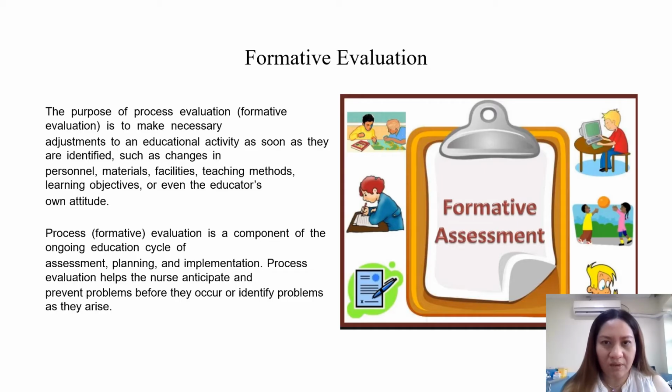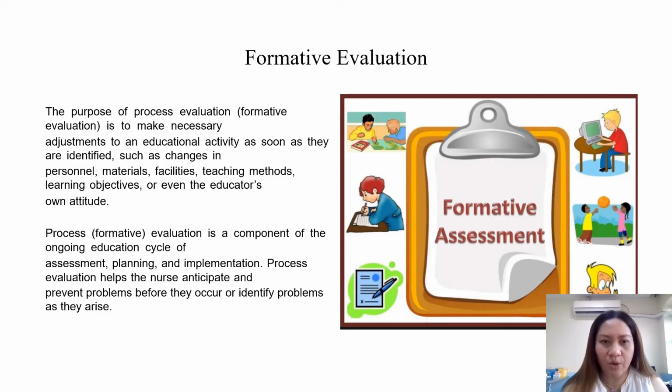When you say formative evaluation, the purpose of process or formative evaluation is to make necessary adjustments to an educational activity as soon as they are identified. So it's during your discussion, such as changes in personnel, materials, facilities, teaching methods, learning objectives, or even the educator's own attitude. So that is the moment that you are conducting your education, you can actually adjust it as soon as you identify a particular concern or problem in the learning process.